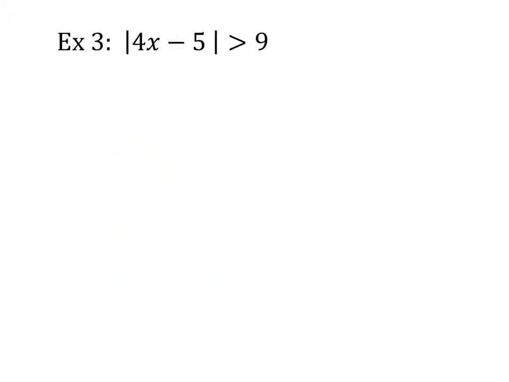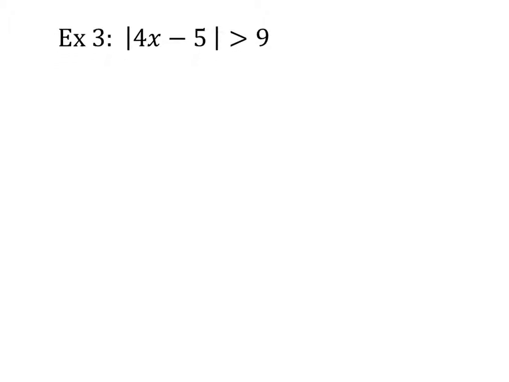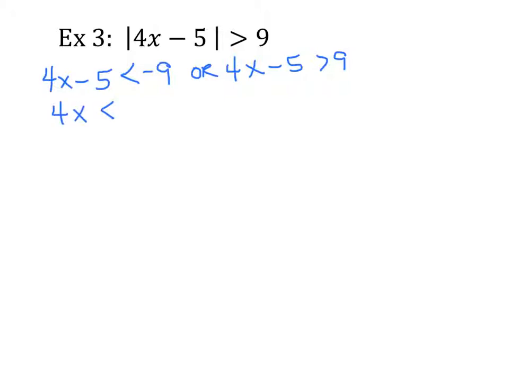Okay, let's try this one out. Greater is an OR problem. That means we're going to split it up. And we're going to go 4x minus 5 less than -9. Or 4x minus 5 greater than 9. So we're going to add 5 to both sides, which gives me -4 here. And divide by 4, which gives me -1.